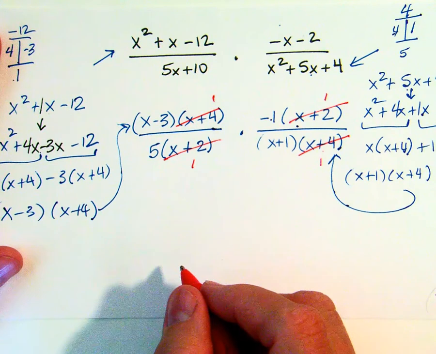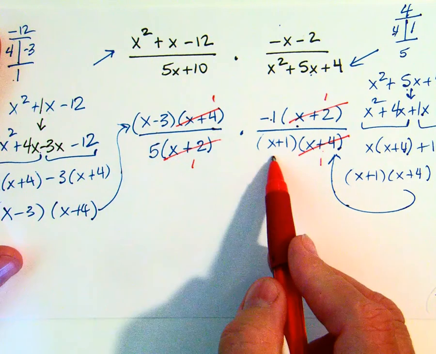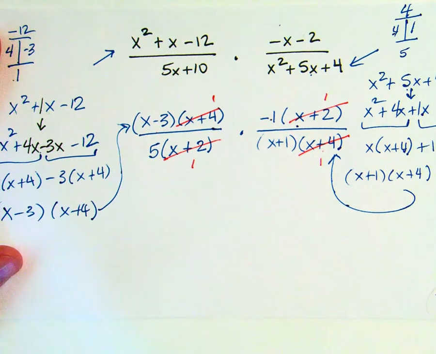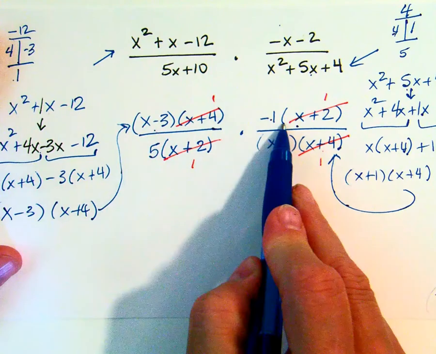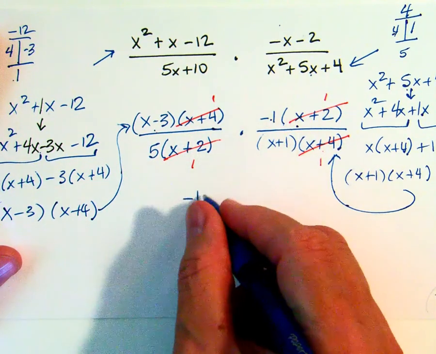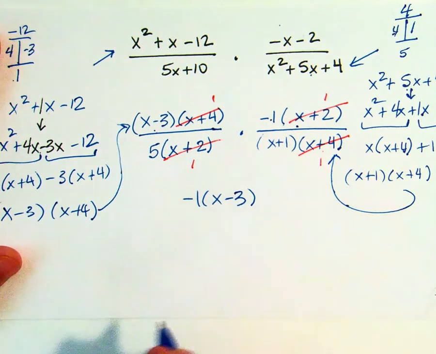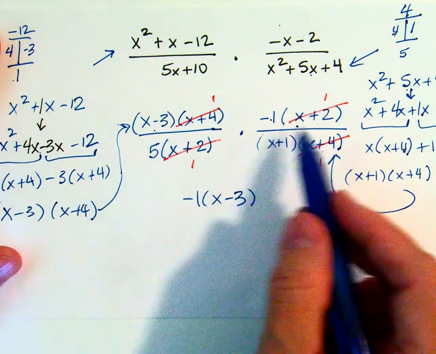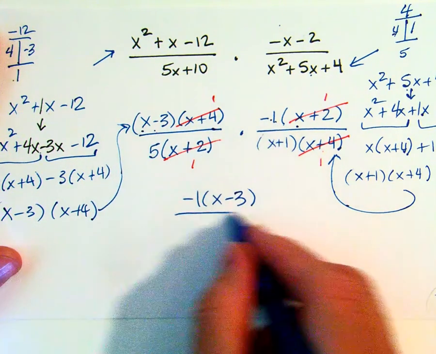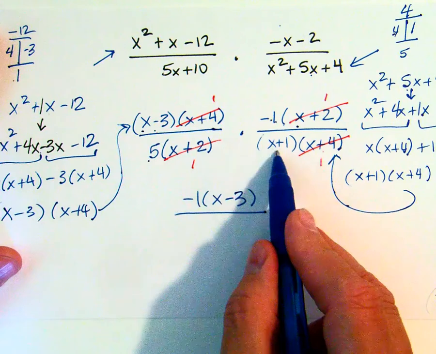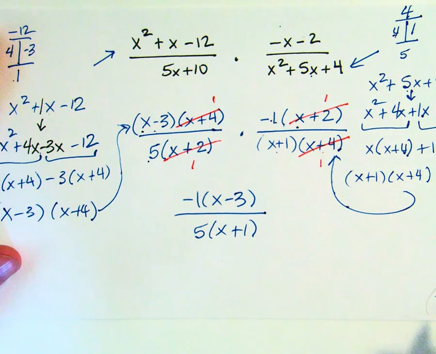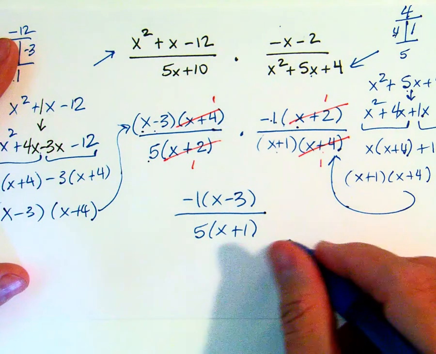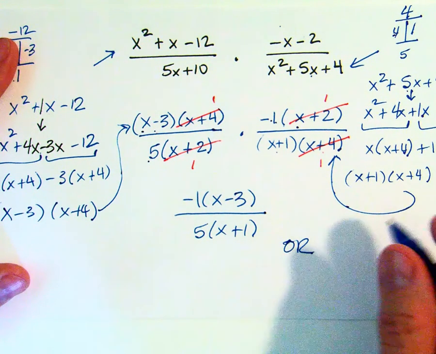Anything else? Well, that's an x minus 3. That won't work. And that's a 1 and that's a 5. That won't work. That's all I can do. So now I look at what's left. Top times the top goes on the top. X minus 3 times the negative 1. Put it in the proper order. On the numerator, top times the top goes on the top. And then 5 times x plus 1 in the denominator. And depending upon who's asking for it, they might prefer that you write it this way.